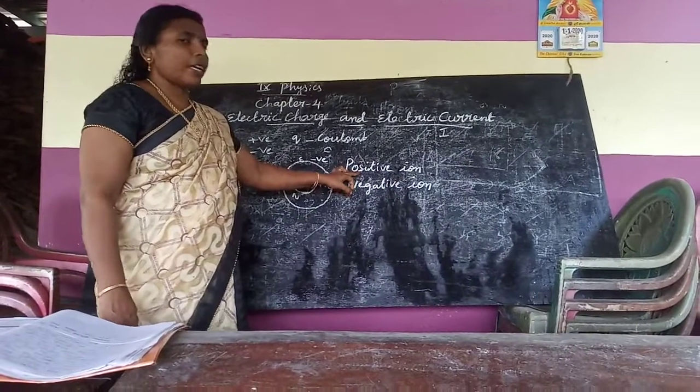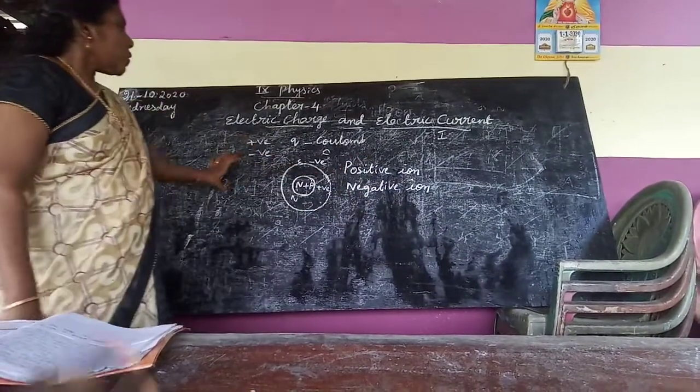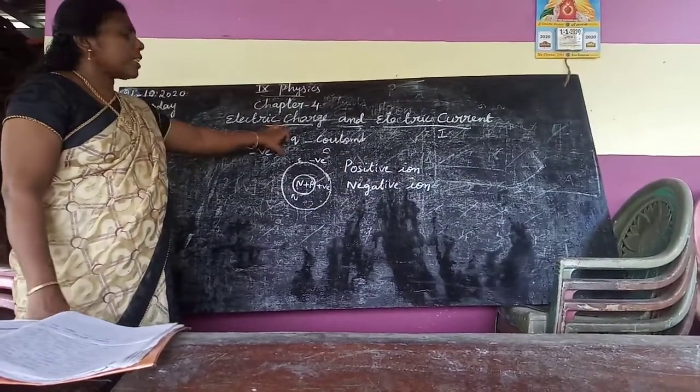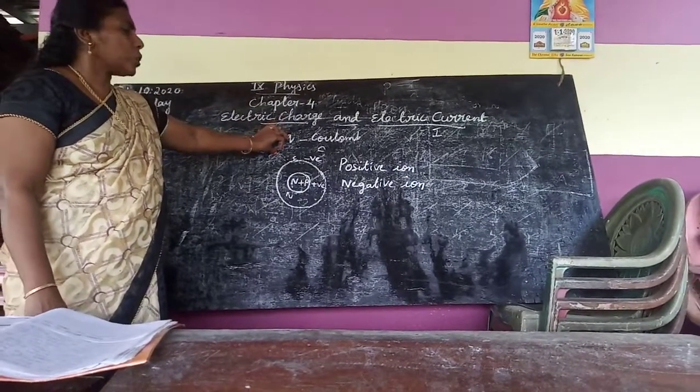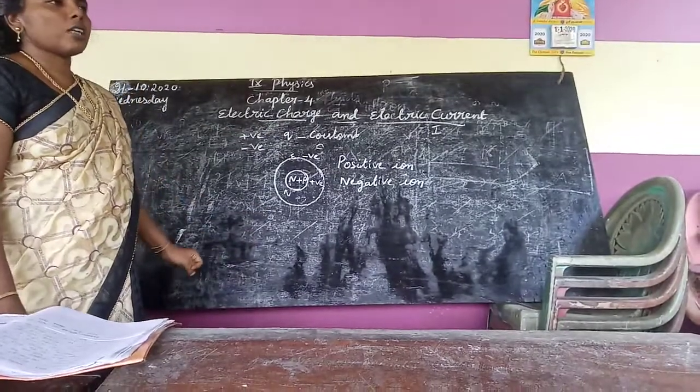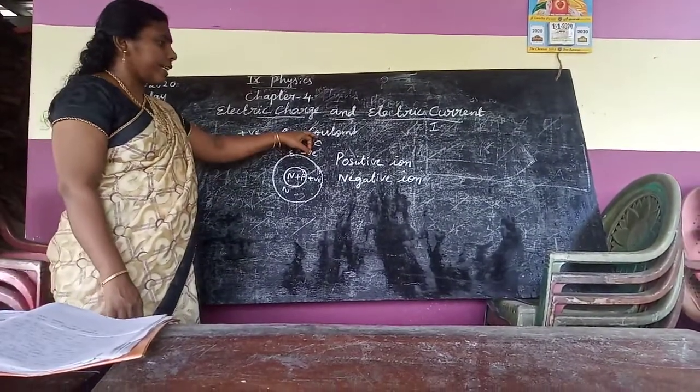So here we have learned positive ion and negative ion. Already we have learned electric charge is denoted by the letter Q. What is the unit of electric charge? Coulomb is the unit of electric charge.